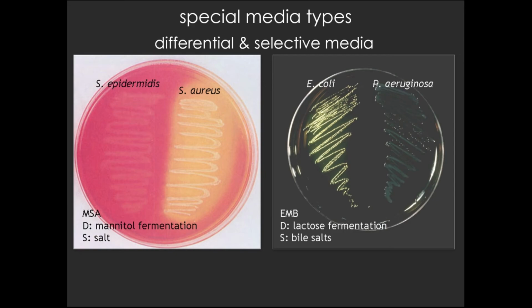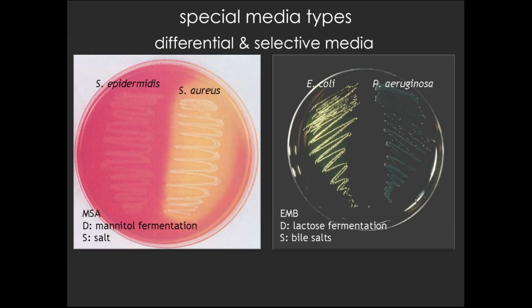So when we look at this plate, we can tell two things about these organisms. We can tell that both Staphylococcus epidermidis and Staphylococcus aureus are salt-tolerant, or halotolerant. We can also tell that Staph epidermidis is not a mannitol fermenter, but Staph aureus is. So this medium is both differential and selective. It will allow you to look at the difference between two organisms, and it will also select for only some organisms to grow.